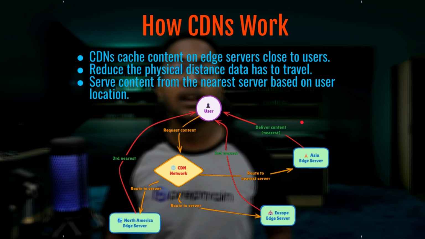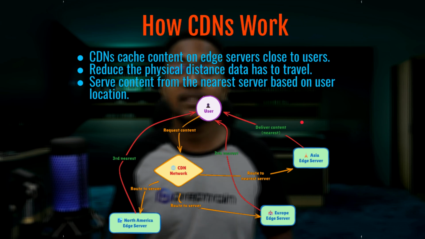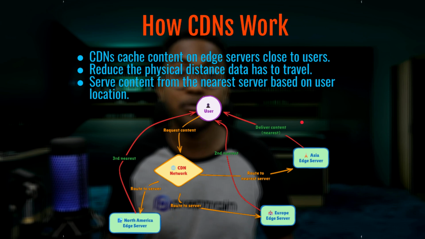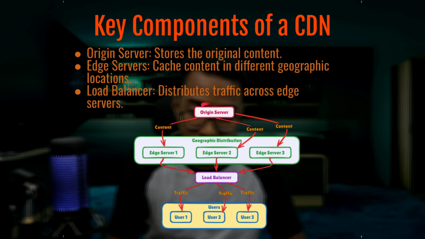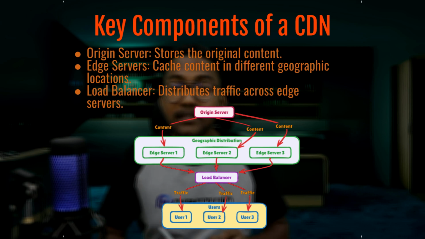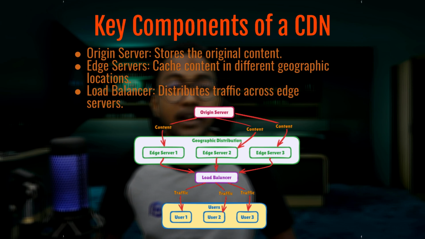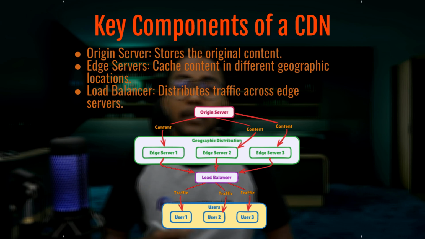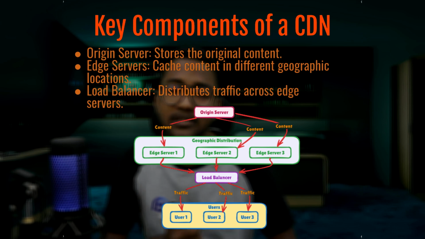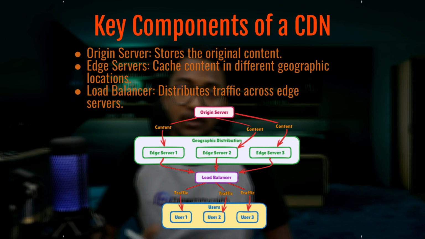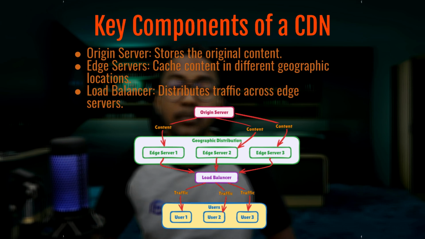Now, let's break down the key components that make up a CDN and how they work together to deliver content efficiently. First, we have the origin server, and this is the main server where the original version of content is stored. Think of it as the master copy. However, serving content directly from the origin server can be slow, especially if the server is far from the user's location. And that is where the other components come in.